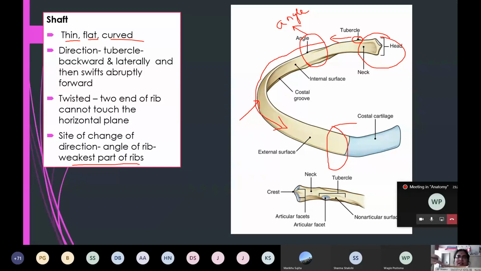Now can you see the posterior end is a little higher above, and the anterior end touches this book. So because of the twisting, the two ends of the rib cannot touch the horizontal plane. Only one end touches the horizontal plane.